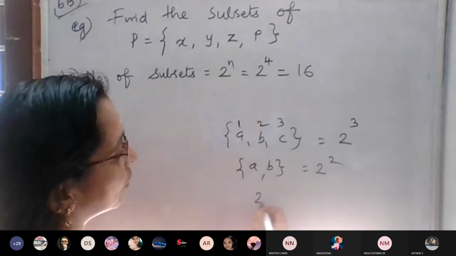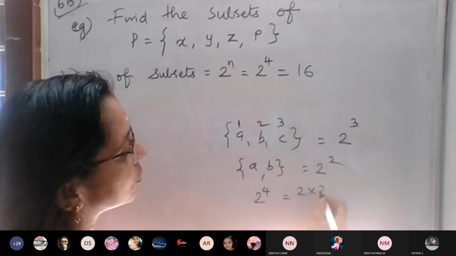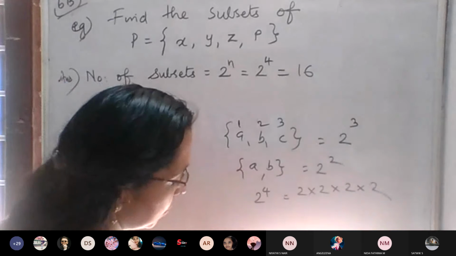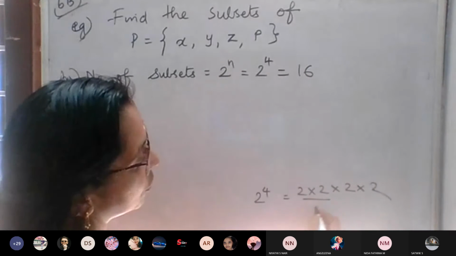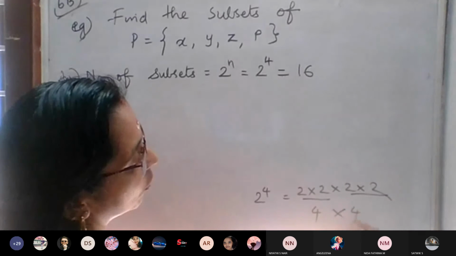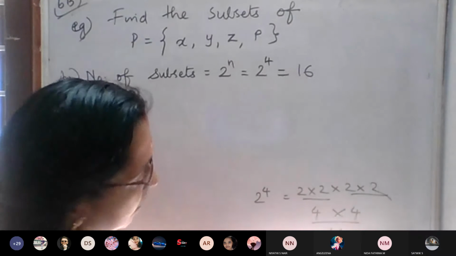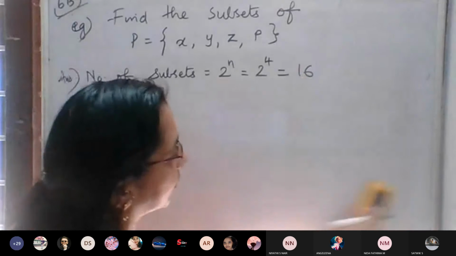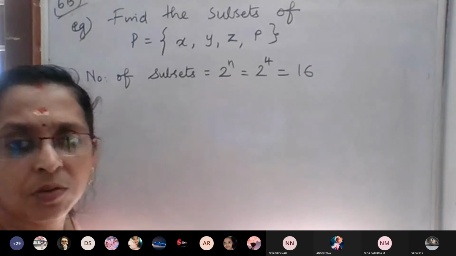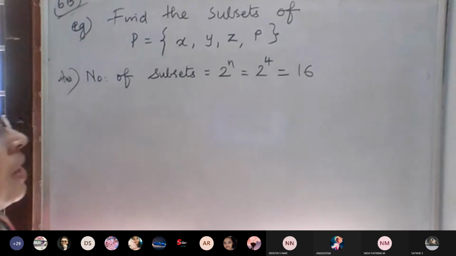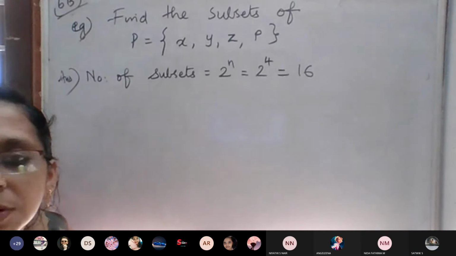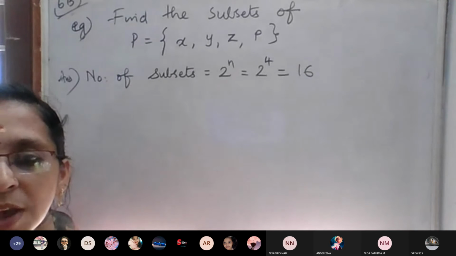So n we can replace as 4. 2 raised to 4 means what? 2 into 2 into 2 into 2, 4 times. Isn't it? 2 into 2, 4. Then 4 into 4, 16. So 16. Understood now? 2 raised to 4 is equal to 16. Then next step, what we have to do?